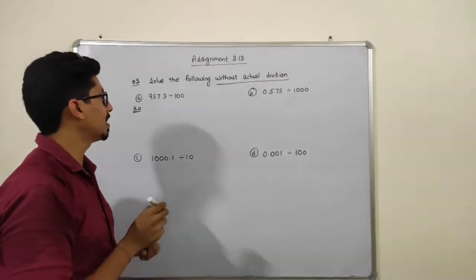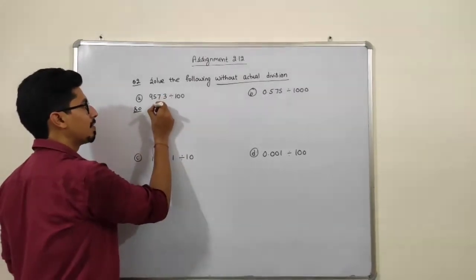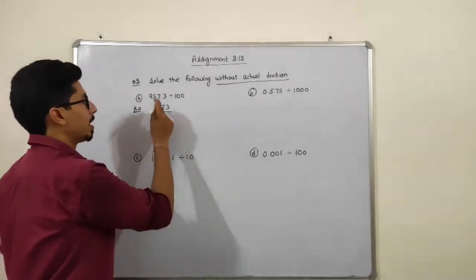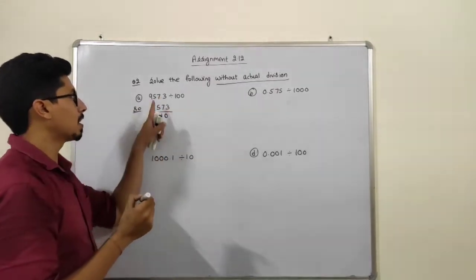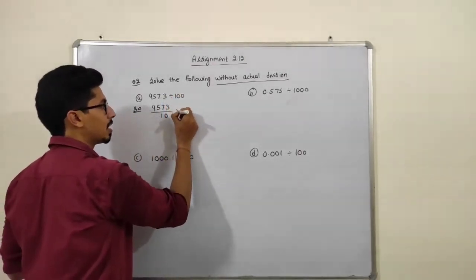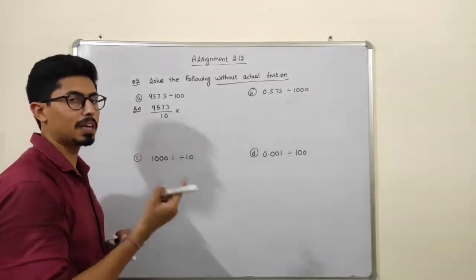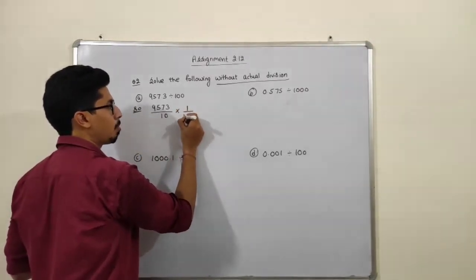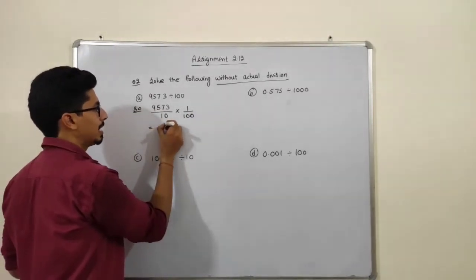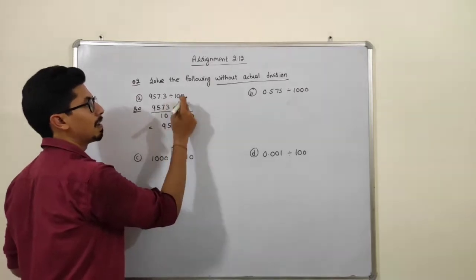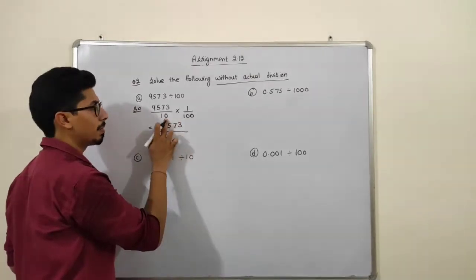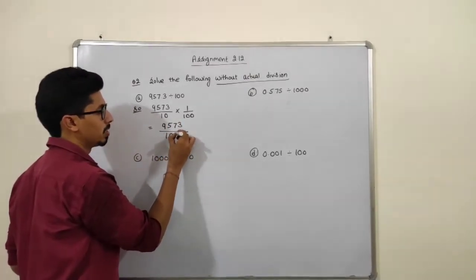957.3 when divided by 100. 957 and 3. If I just remove the decimal, it can be written like this, because after decimal there is only one digit. So the divide sign, if I just change it by the multiplication sign, it will be the reciprocal of the number, that is 1 upon 100. Now 9573 when multiplied by 1, it will be the same number upon 2 zeros are there and 1 extra 0, so that means 1000.